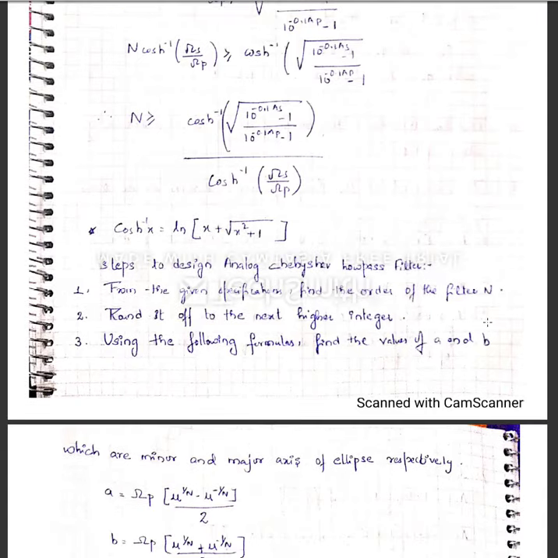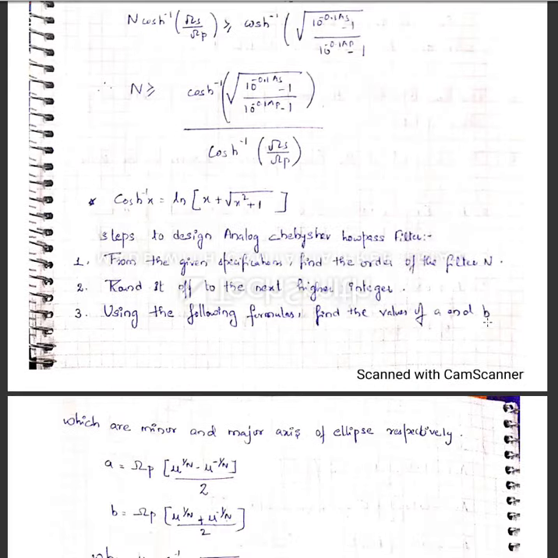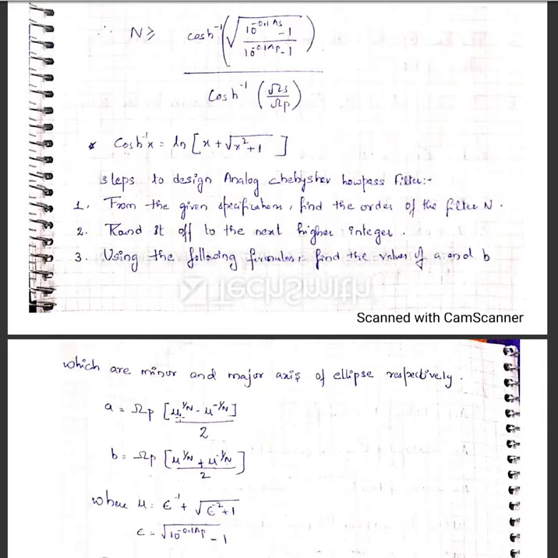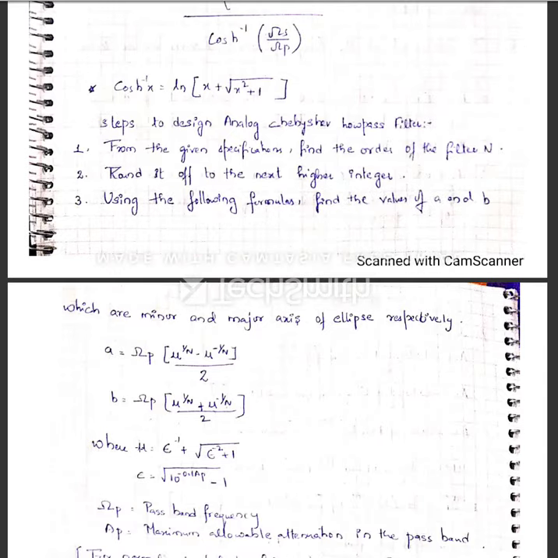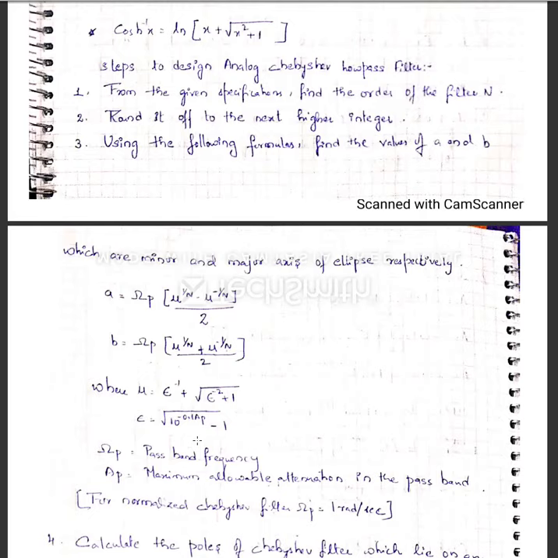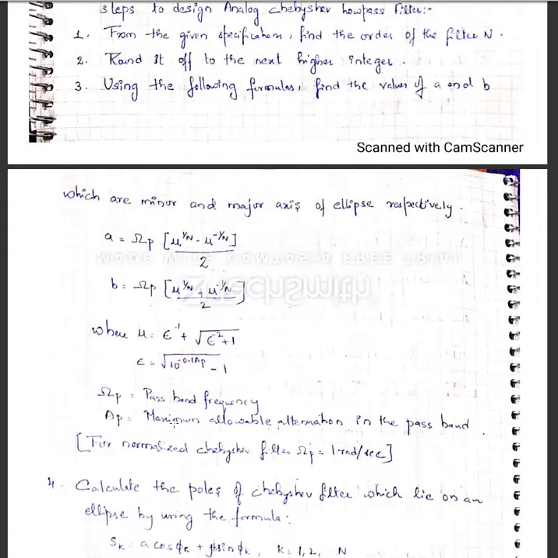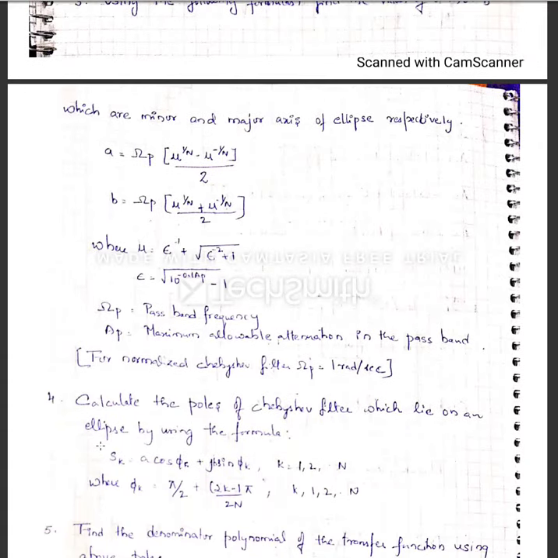Then we are trying to find the values of two things first, A and B, which are nothing but the minor and major axis of the ellipse. So A is given as this, B is given as this. Now in this, mu is something that we don't know, so we have to find it. Mu again has an epsilon term, and epsilon we already know. So you can find A and B. Now where are we using this A and B that we have calculated? We would use them to find the poles, and the poles are given as sk equal to A cos phi k plus j B sin phi k.